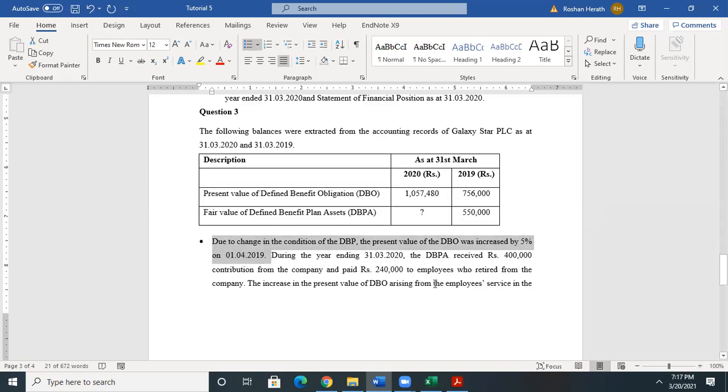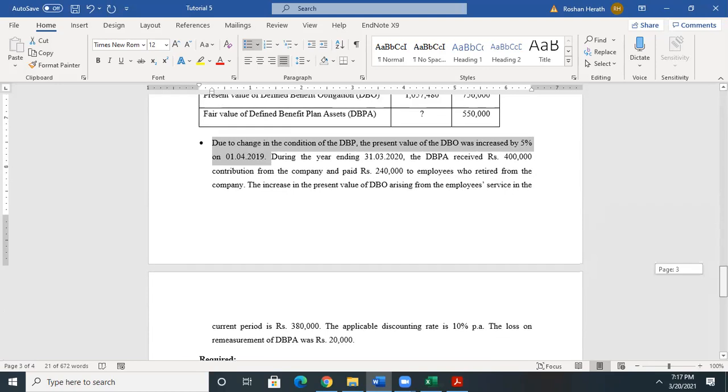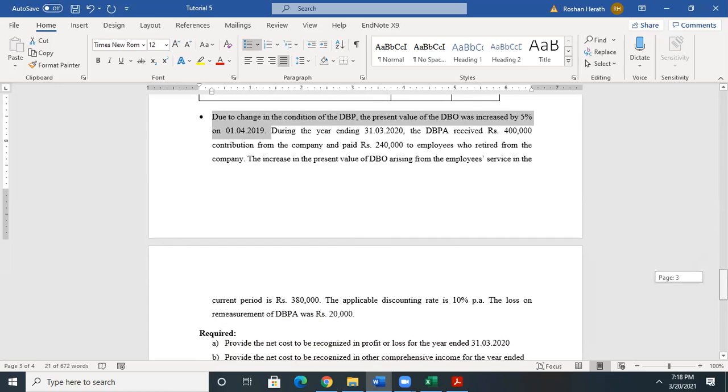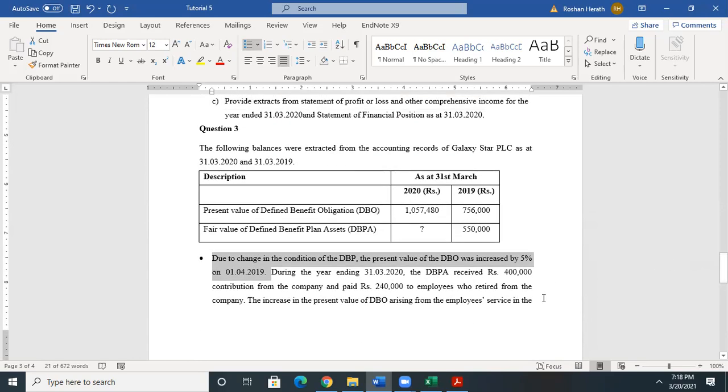The increase in the present value of the defined benefit obligation arising from the employee services in the current period is 380,000. So it is the current service cost. The applicable discount rate is given, so you can compute the interest, and the loss on remeasurement of the defined benefit plan asset would also be provided. So therefore, everything is given. I believe you can manage it.